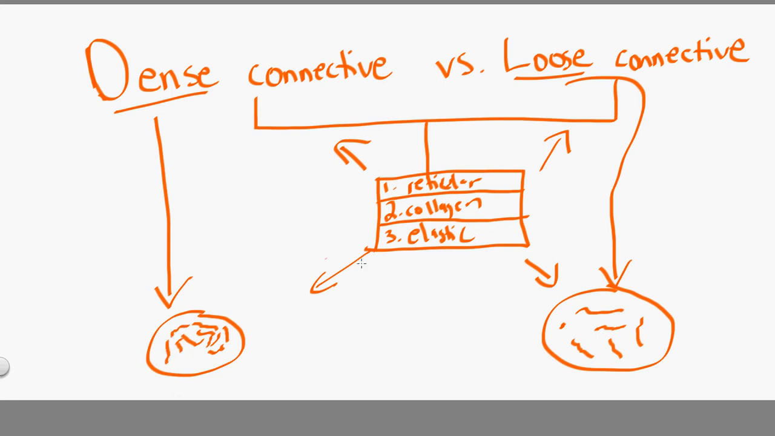And there's three types of dense and there's three types of loose. You can see that in another video. But I just want to make it really clear why it is called dense and why it is called loose as it relates to these two types of things. And the answer is the dense and the loose is related to the fibers. That's what it's talking about.